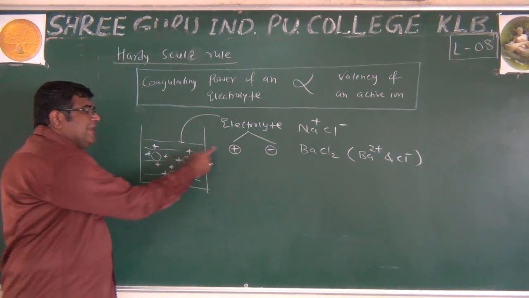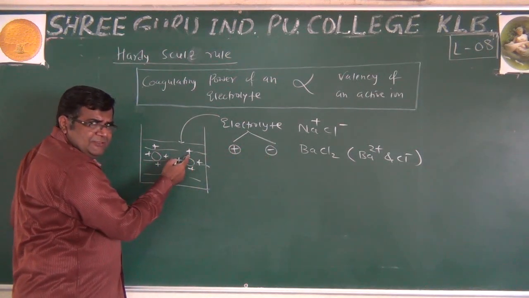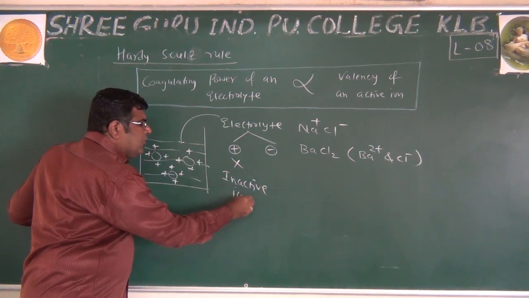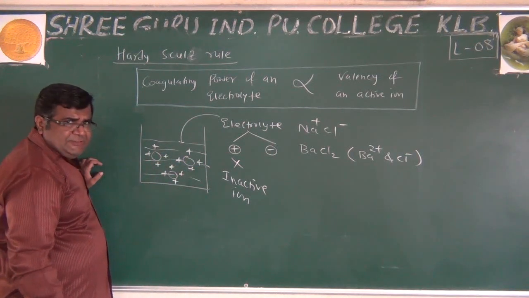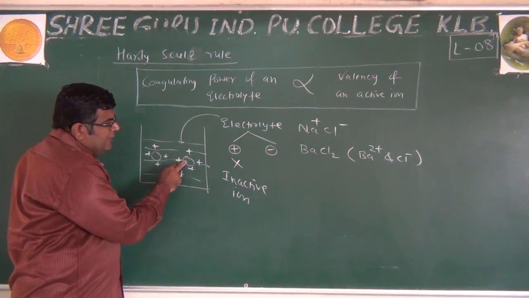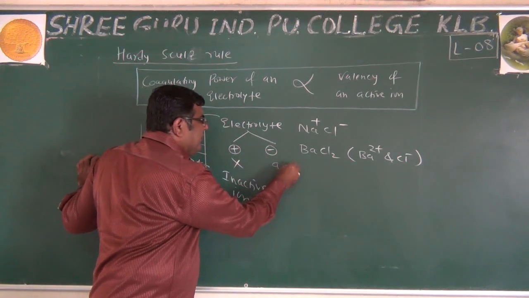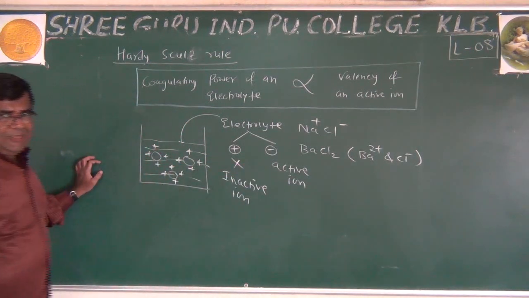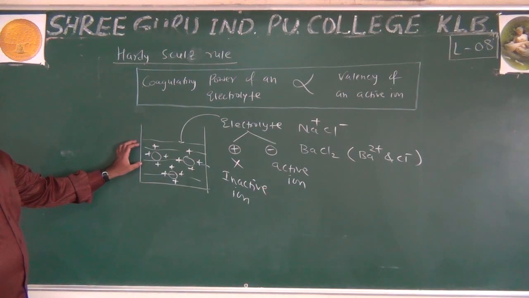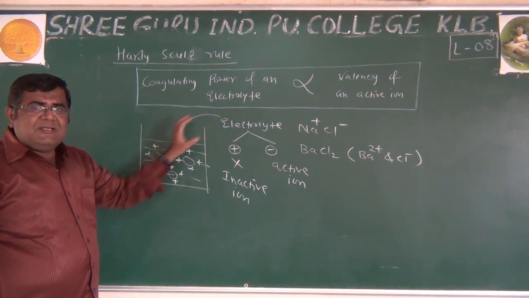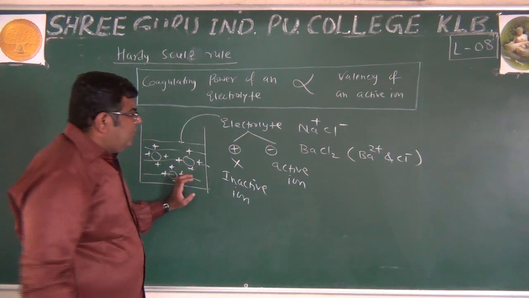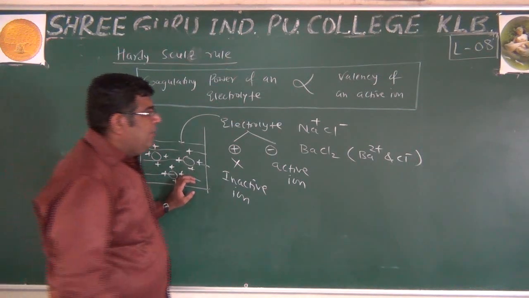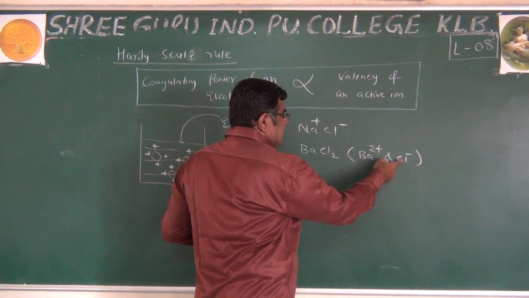So, which ion will cause coagulation? Not the positive ion. This is the inactive ion, because our colloid is also positively charged. But as our colloid is positively charged, the negative ion is called the active ion, because it will cause the coagulation. The oppositely charged ion present in the electrolyte is the active ion. Now we have the negative ion as the active ion. This is Cl negative.